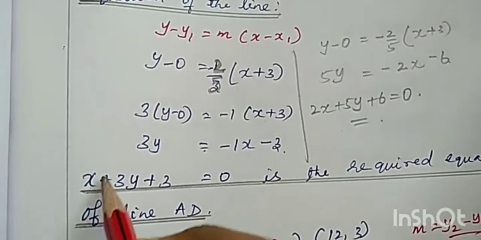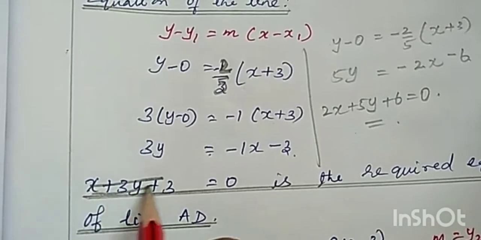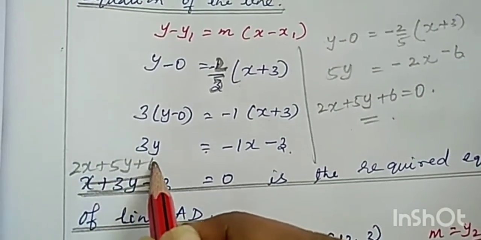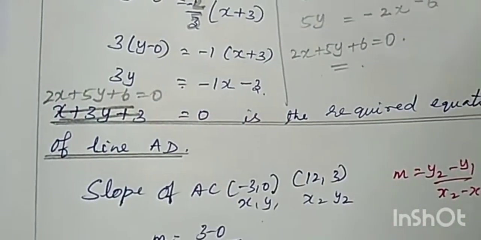So it is correct; I have checked. 2x plus 5y plus 6 equals 0 is the required equation.